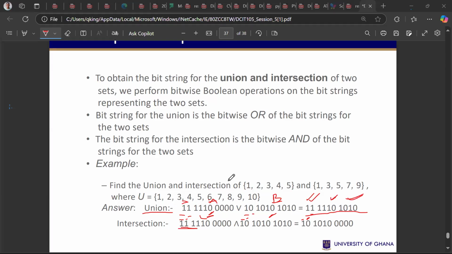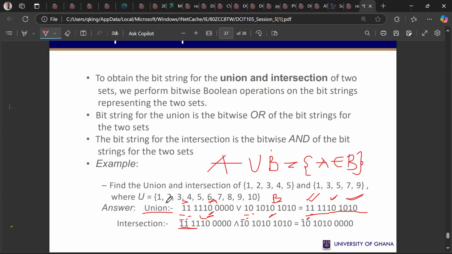And so I was saying that a union has to do with combining. When you say the union of set A and set B, it means you are combining all the elements of A and B. Union has to do with combining the elements of set A and set B.